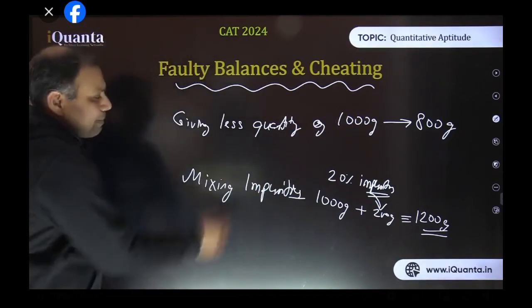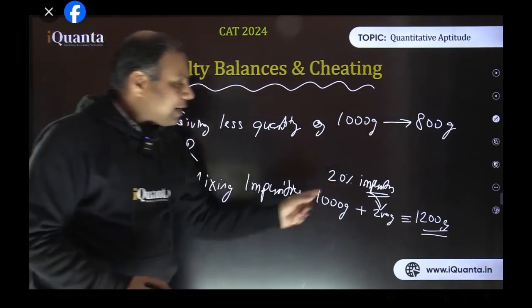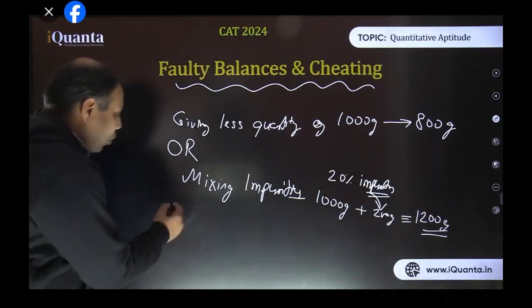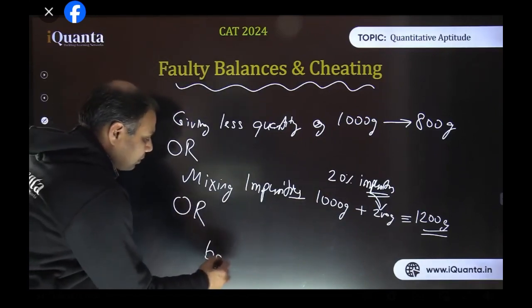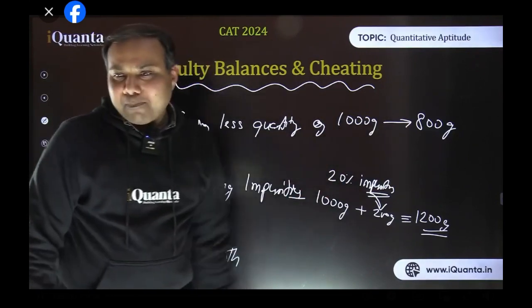There can be one more way. It can be a combination of both, right? Giving less quantity in weighing or mixing impurities. That's how giving the less pure quantity. Or it can be a mixture of both also, है ना? तो quantity भी कम दी है और जो दी है वो भी mixed है, impure है. Fine?